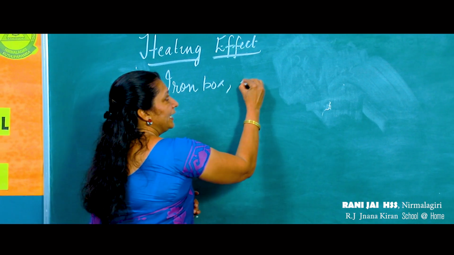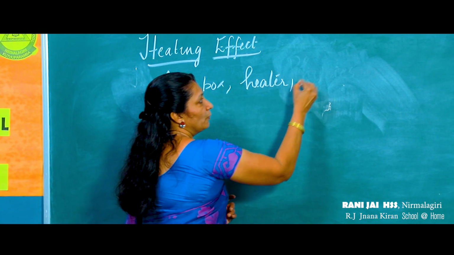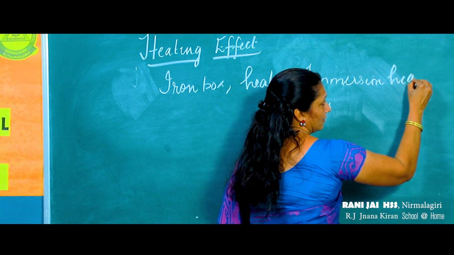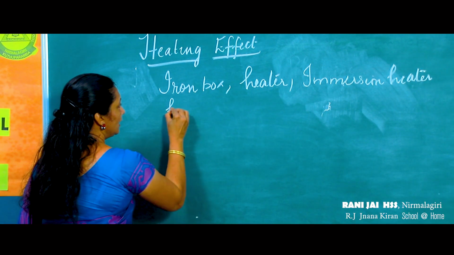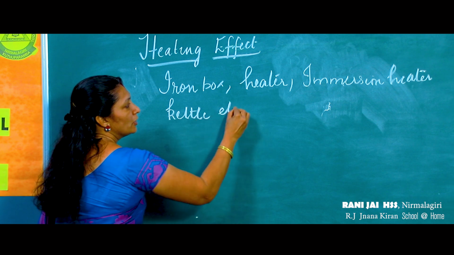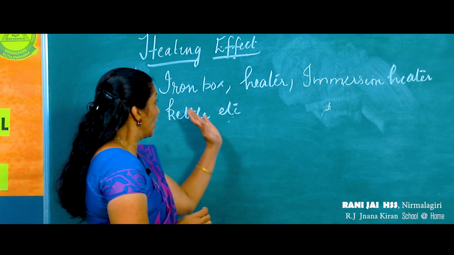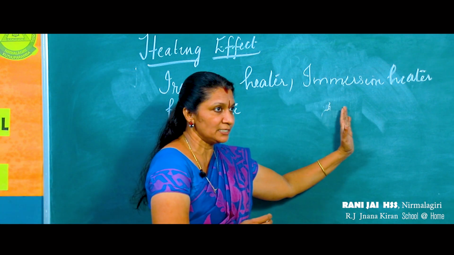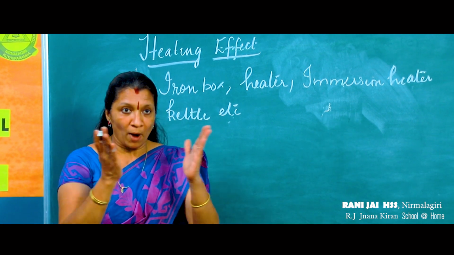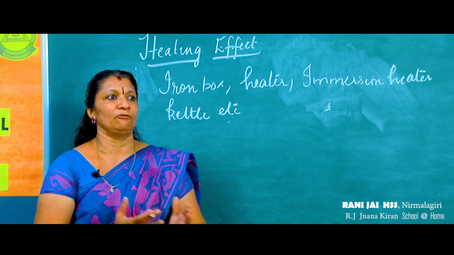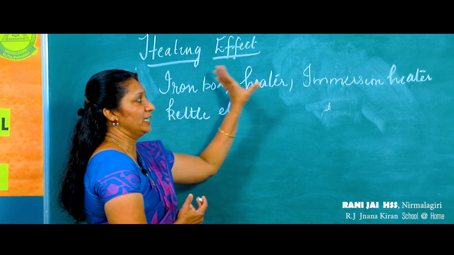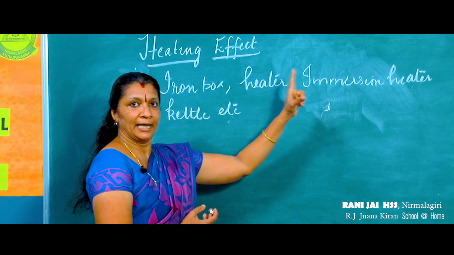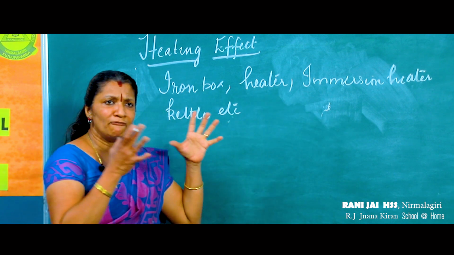Like that you have a heater, then an immersion heater, then an electric kettle, etc. These are some of the heating appliances used for different purposes. In all these heating appliances, one form of energy is converted into another form. That is, electrical energy is converted into what energy here? Heat energy. Iron box, heater, immersion heater, kettle, everything.